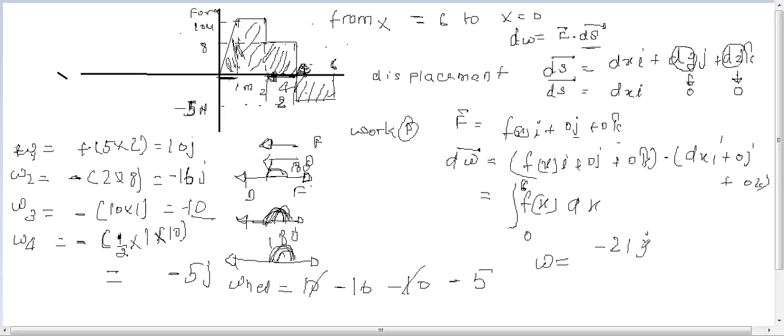Okay guys, so this is the method. What is required is to be careful, think about the direction, and talk about the area, etc. Then you are able to solve it.